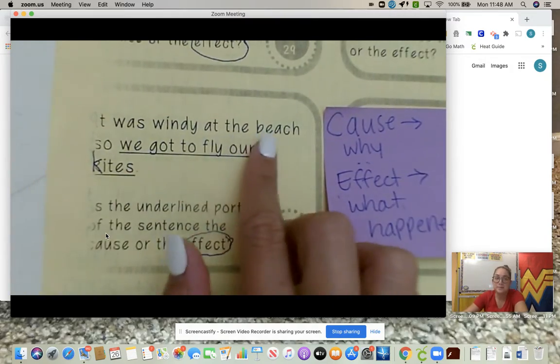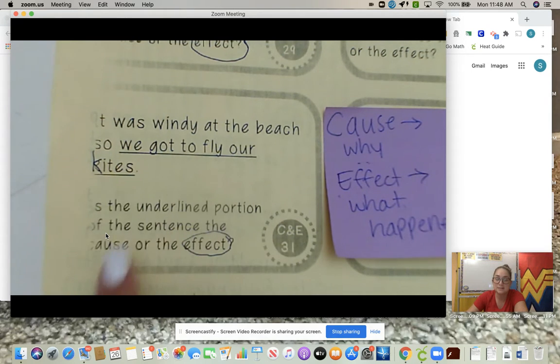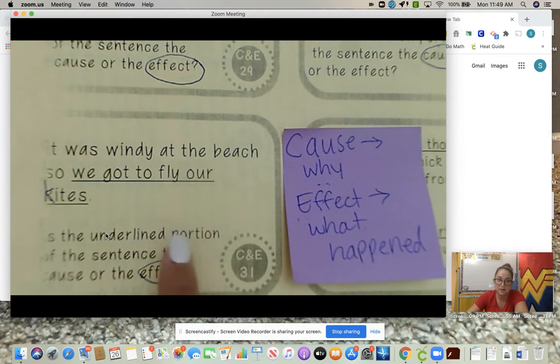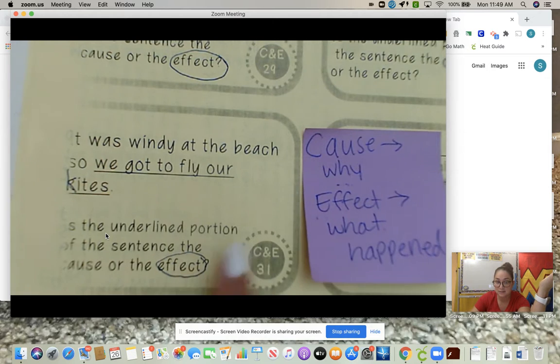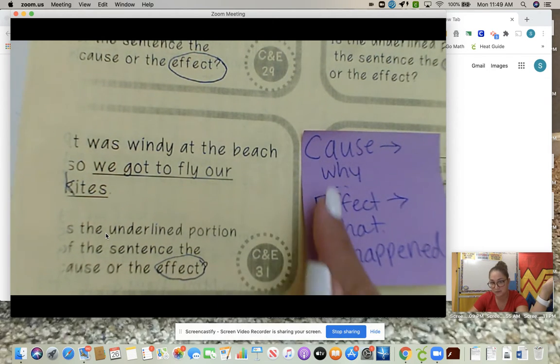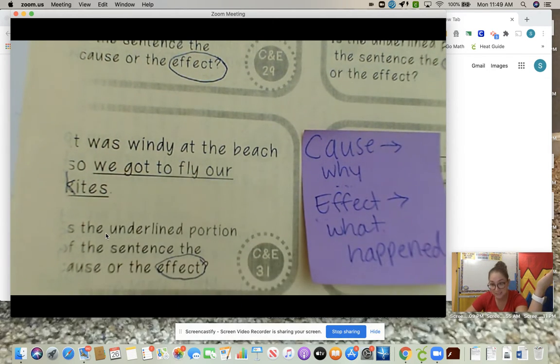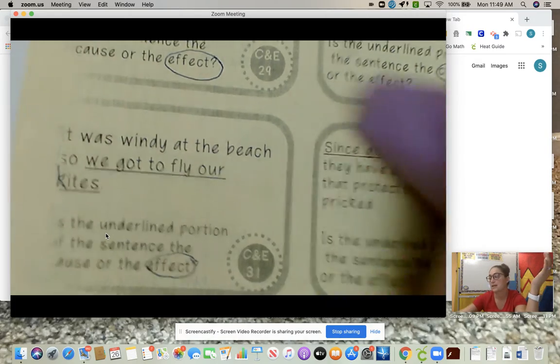It was windy at the beach, so we got to fly our kites. Is the underlined portion of the sentence the cause or the effect? Okay, so we have to think. What happened? Well, what happened is we got to fly our kites. So that's the effect. Why did you get to fly your kites? Oh, because it was windy. And the last one.